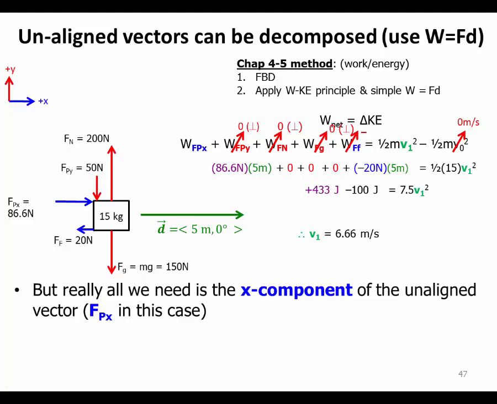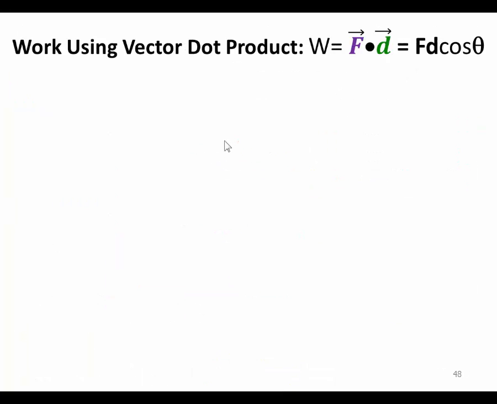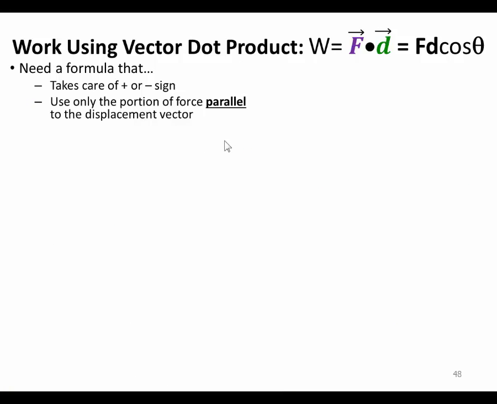So really, it would be nice if we could have a process that ignored that y component and just focused on picking out this x component for us. Is there some magical vector function that pulls out the force in the x direction and ignores the y direction? It turns out there is. It's called a vector dot product. So let's take a look at it. First of all, we need a formula that takes care of the sign for us. It should give us a positive or negative sign, and only pick out the portion of a force, or the distance, as you'll see later, that is parallel to the other vector. The perpendicular piece we want to ignore.